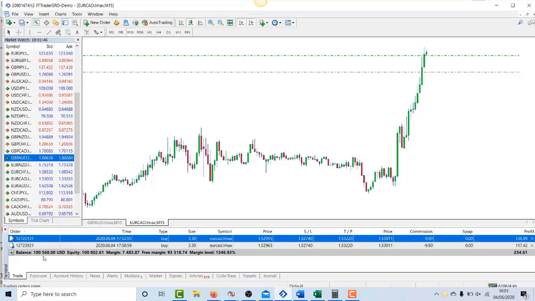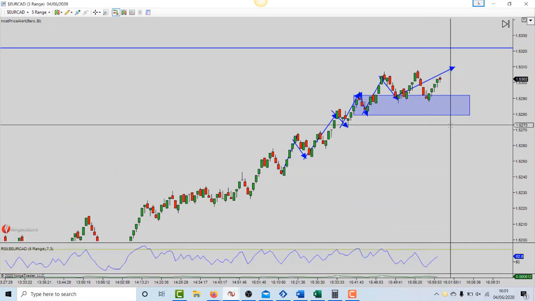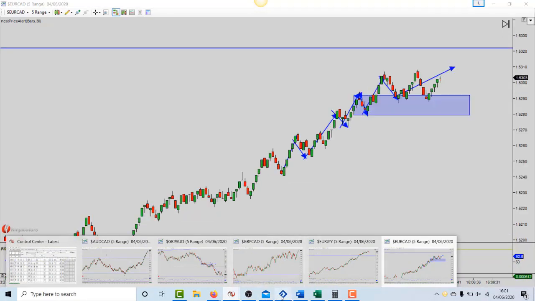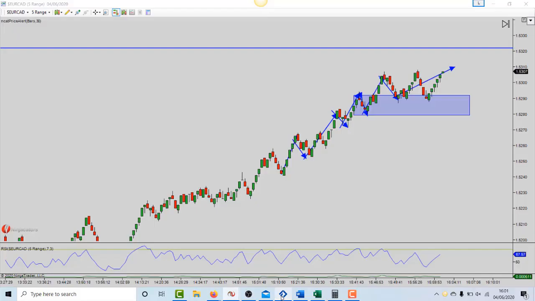The balance is 100,568, so we are in profit at the moment, depending how this trade goes. We're just simply going to monitor it, just double checking the stop again. I want to be 52.73s, 52.74s, that's fine. Heading in the right direction now.